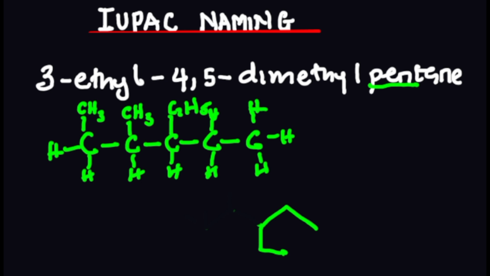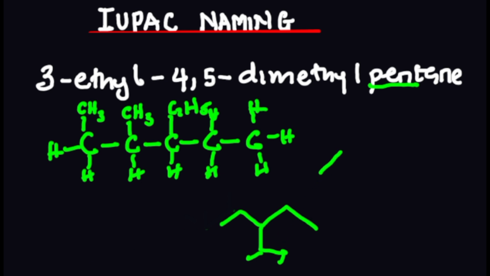On position 5, I'm having a methyl group. So we put a methyl group here, and on position 3, I'm having an ethyl group here. So that's going to be 1, 2, right? So 1, 2, 3, 4, 5, right? Then it's not going to make sense like this as well.